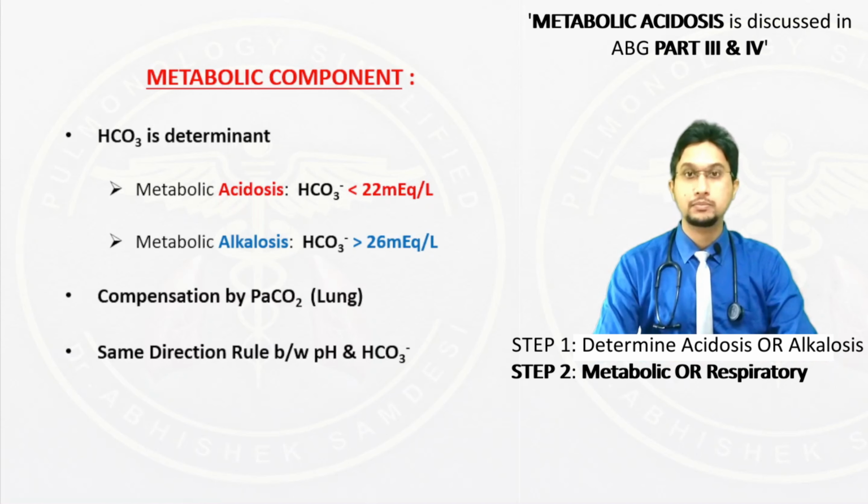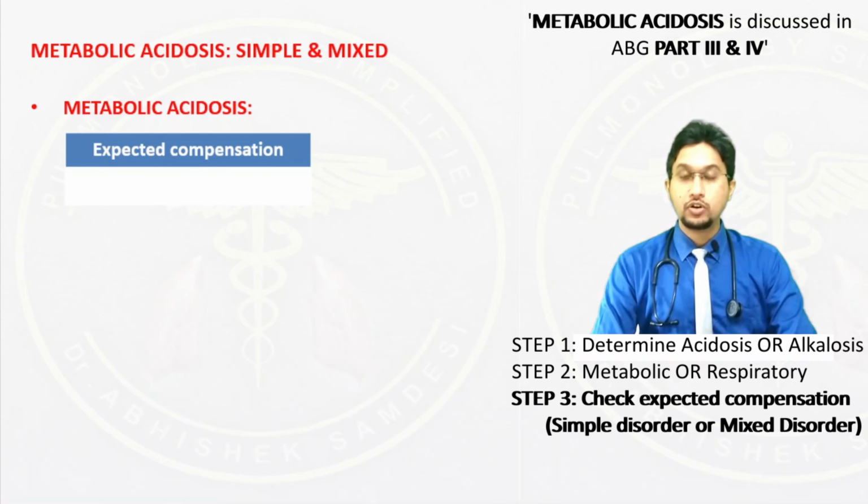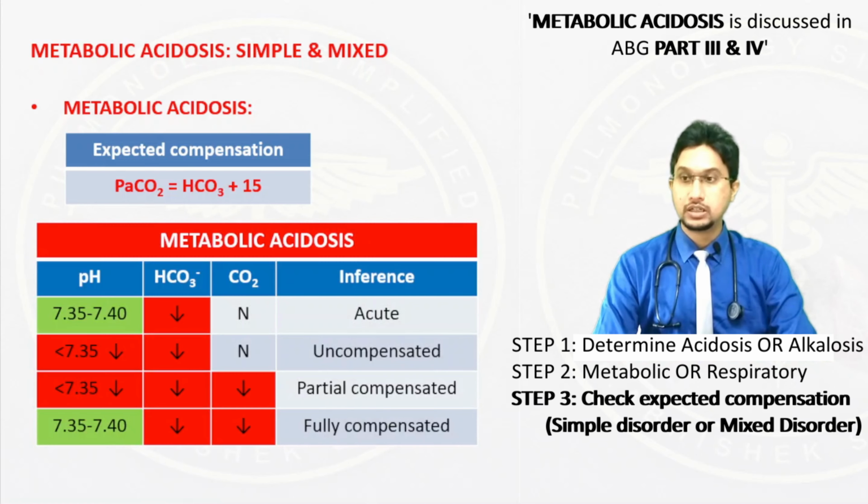This I have discussed extensively in the previous videos. Link is given below. Now let us brush up through the concepts and interpretation of metabolic acidosis, which I had discussed in the previous video. The compensation of metabolic acidosis is given by the following formula, which is PaCO2 is equal to bicarbonate plus 15. We have previously discussed regarding the interpretation of a simple acid-base metabolic acidosis. This is the following table. We call it as a simple metabolic acidosis when the carbon dioxide is within the normal range.